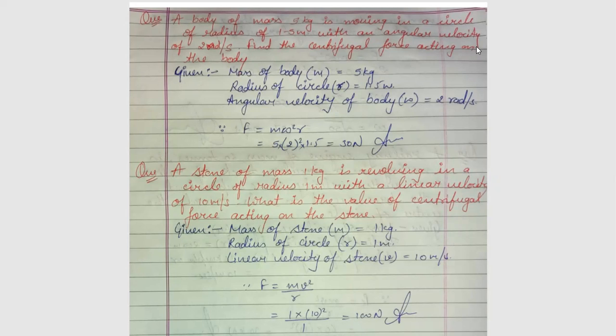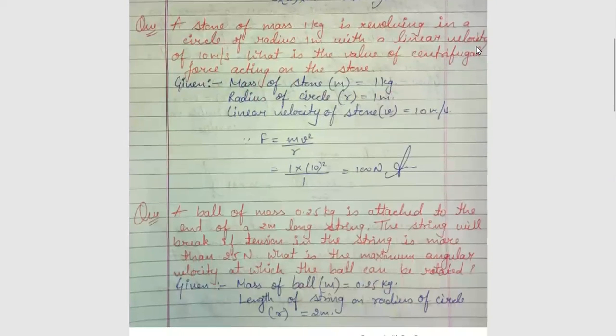The next question is: a stone of mass 1 kg is revolving in a circle of radius 1 meter with a linear velocity of 10 meter per second. What is the value of the centrifugal force acting on the stone?